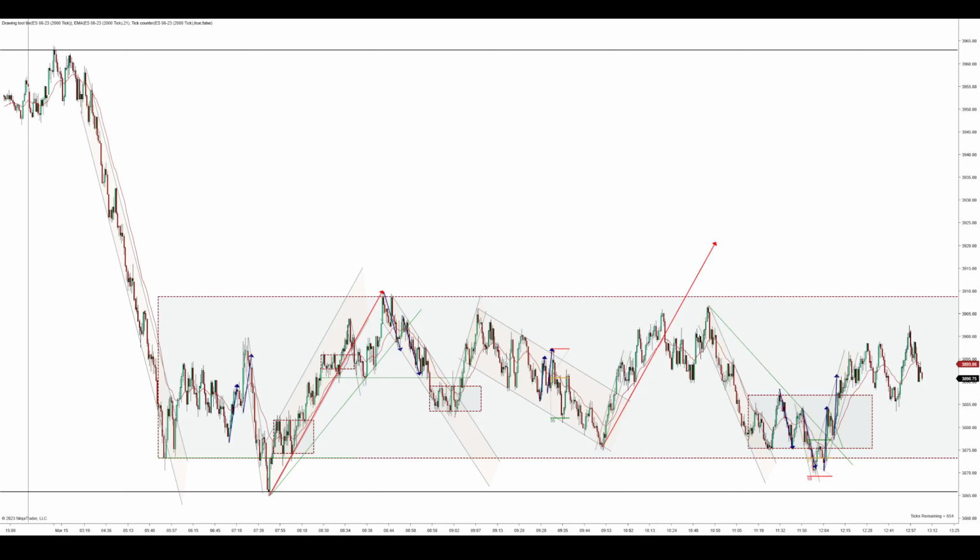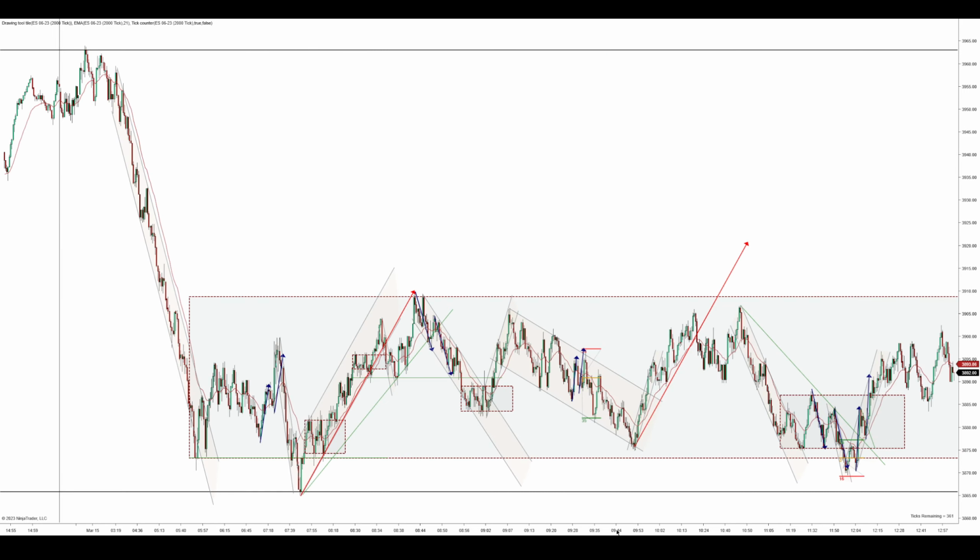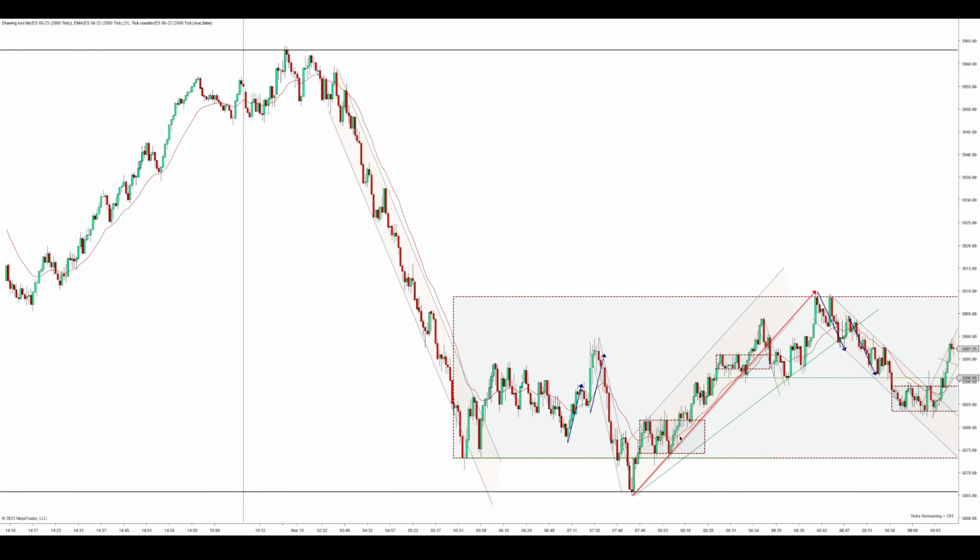I'm trading the ES futures on a 2000 tick chart with a 21 EMA. So I've got the overnight highs here, overnight lows down here. Now, zooming in here. So this is around 8 o'clock right here, which is when I started.